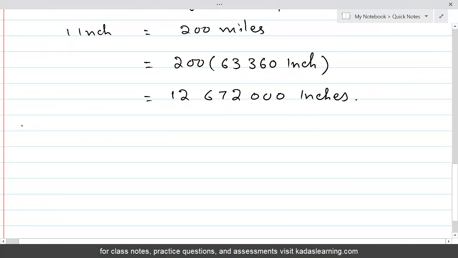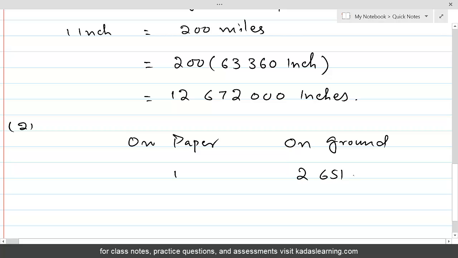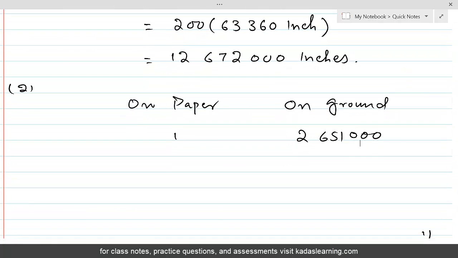Question number 2. On paper, and on ground. On ground, this is okay. On paper, 1 inch is representing 2,651,000 inches. Then 3 inches will represent how many? 3 inches. This is pretty straightforward question because 3 will simply be multiplied.